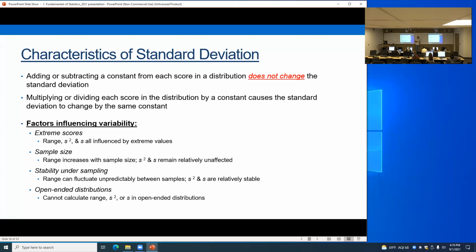Okay. Sample size. We see that range increases with sample size, but our variance and our standard deviation remain fairly unaffected. Why is this? Why does this make sense? It's the average distance from the mean, right? We have that correction. So as my sample size gets bigger and bigger, I'm going to have less and less of a correction. So that should stay pretty stable.